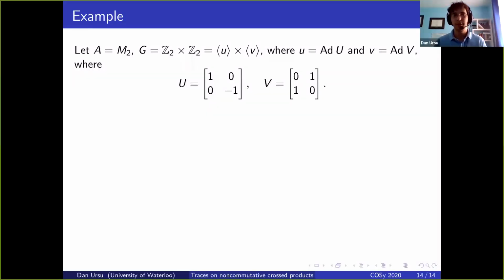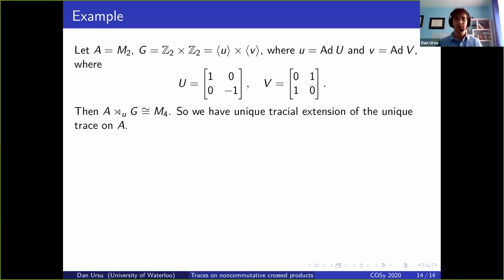So what's the example, slash counterexample? I can't actually take all the credit for this. This goes back at least a few years ago to some notes by N. Christopher Phillips, I think. But if we let A be M2 and G be the Klein 4-group with generators little u and little v, and we let them act on M2 by, well, little u acts by Ad of this matrix over here, and little v acts by Ad of this matrix over here, it's honestly not hard to check that this is a well-defined action on M2. And moreover, the universal crossed product is isomorphic to M4.